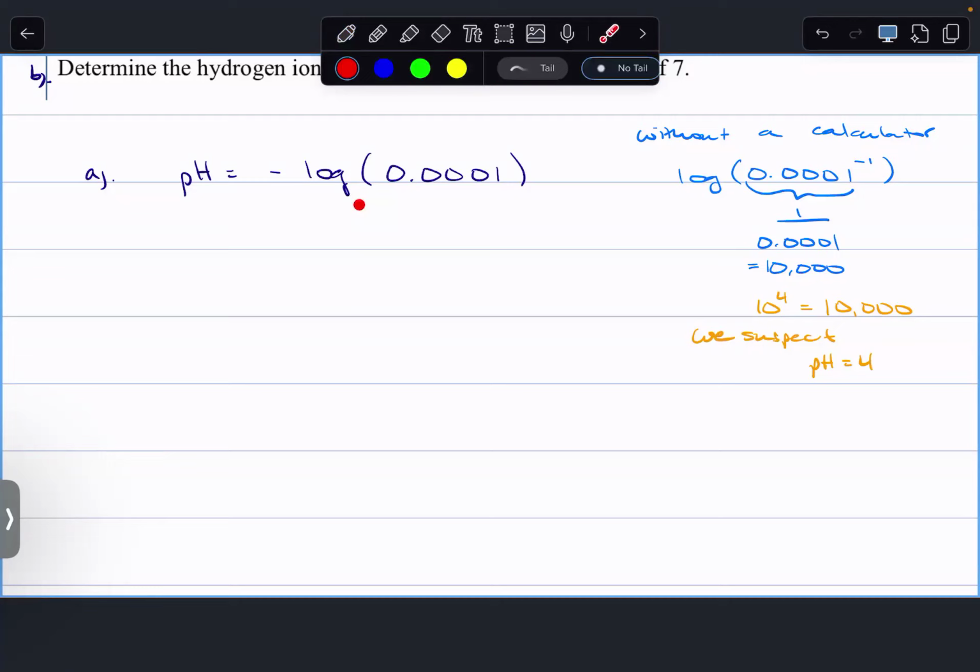Of course, we can just check it with our calculator, that's allowed. So if we do the negative log base 10 of 0.0001, I get 4. That's good news, but we already knew that.